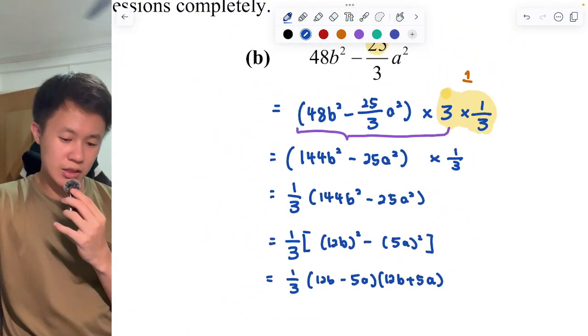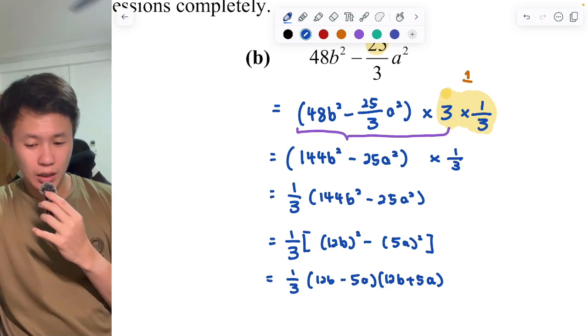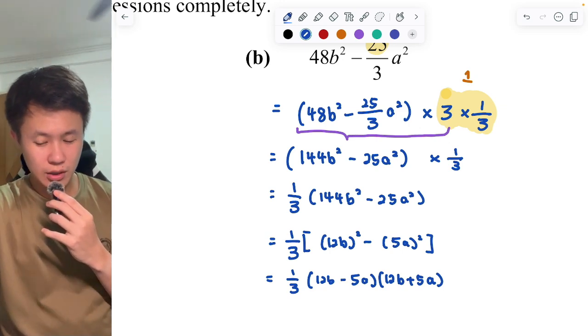Now the tough part is really this part on the coefficient. So do revisit this if you need to, and we'll see you.